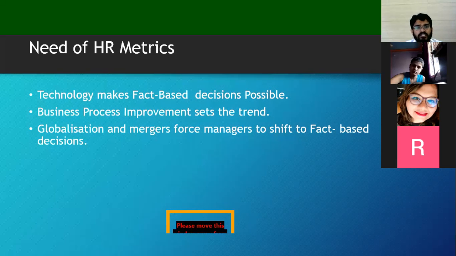Then, business process improvement sets the trend. Now, if you understand supply chain management, do you know what supply chain management is? Yes, sir. It's the total management of goods from raw material to the delivery of the product to customers. Great, very nice. It starts from procurement of materials to the delivery of materials to the customers, all the processes involved in this entire supply chain. Procuring the materials and supplying the materials is called supply chain management.